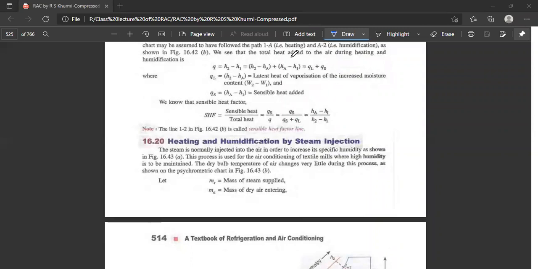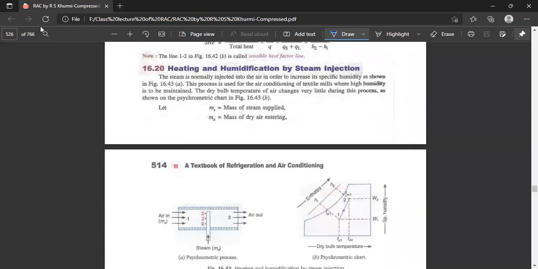Yesterday, I went through the mixing and identification. Before that, we went through the heating and humidification. Now let us go through another practical aspect of this type of heating and humidification process: steam injection.